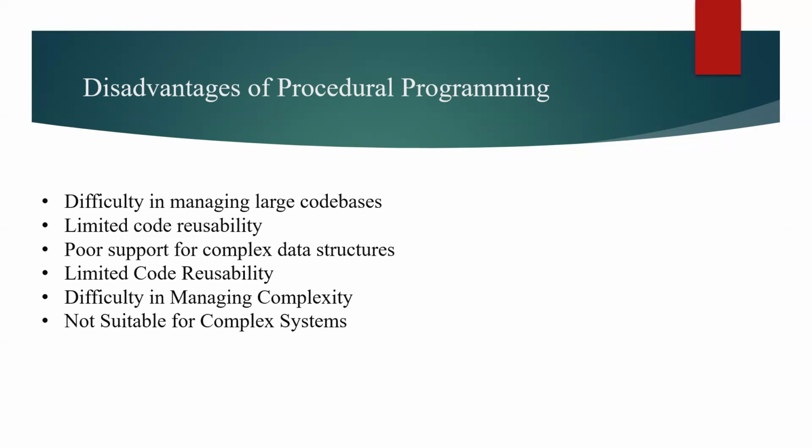So the disadvantages: difficulty in managing large code bases, limited code reusability, poor support for complex data structures, difficulty in managing complexity, not suitable for complex systems. If the code is large, we cannot use procedural programming. If the code is large, we can use object-oriented programming. In small projects, with small code only, we can manage with procedural programming.